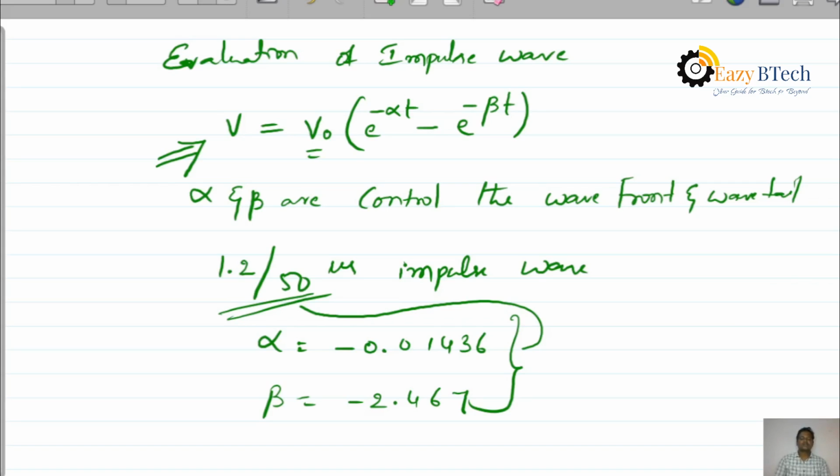This is the way we will calculate the impulse wave. In this video we learned what is meant by traveling wave, how it occurs in the transmission lines, how we represent the traveling wave, what is meant by wavefront and wavetail, how we evaluate it, what is meant by alpha and beta, and what is their importance in traveling waves.